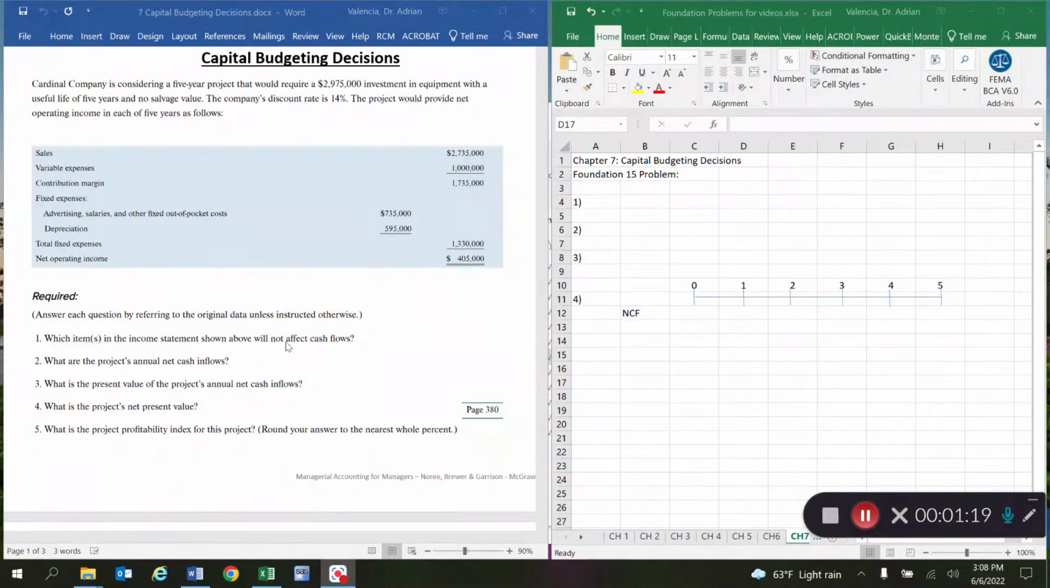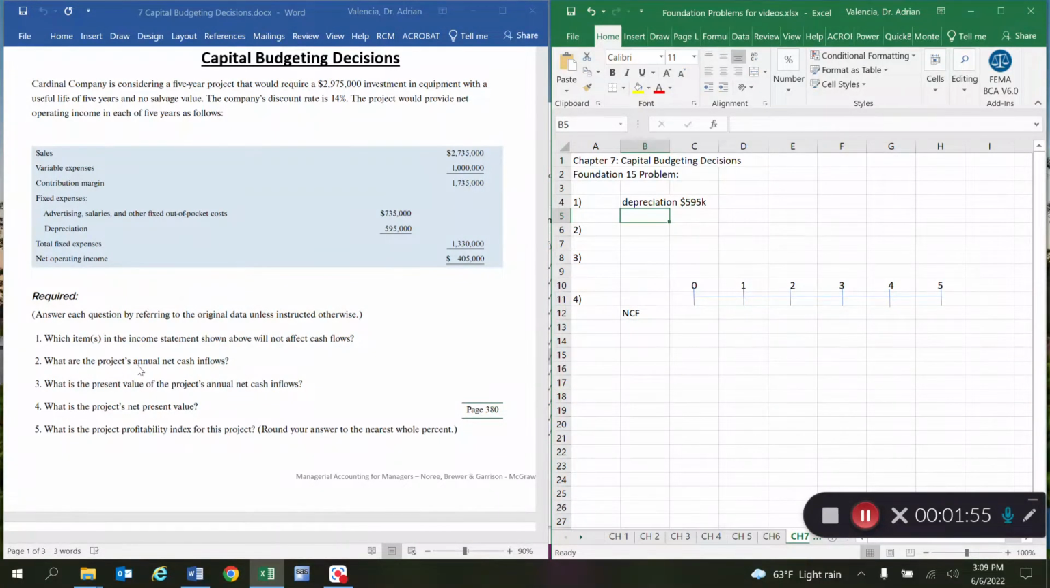Okay, so question number one looks at this, and it says which item in the income statement shown above will not affect cash flows. So from a financial reporting perspective, we have net income of $405,000, but if we were coming up with net cash flows from operations, which is what we need, we would have to back out that depreciation. So for number one, the depreciation of $595 is a non-cash expense. Okay, so that's number one.